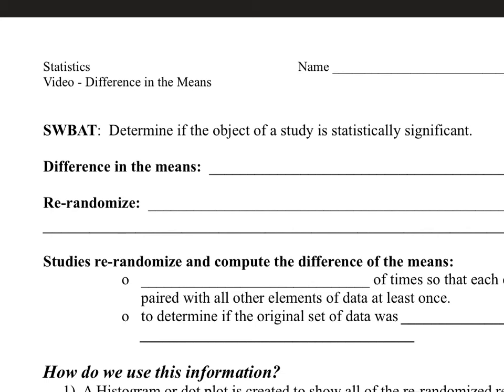All right, today we are going to be discussing the difference in the means. It helps us determine if the object of a study is statistically significant. So the difference in the means is literally just the difference in means. It's when you subtract the means of two sets of data.